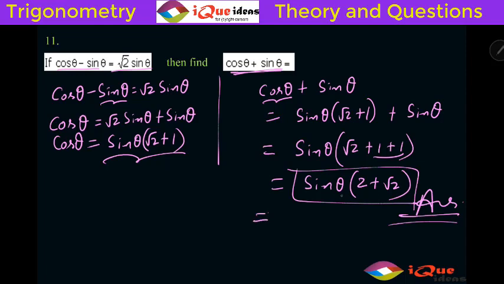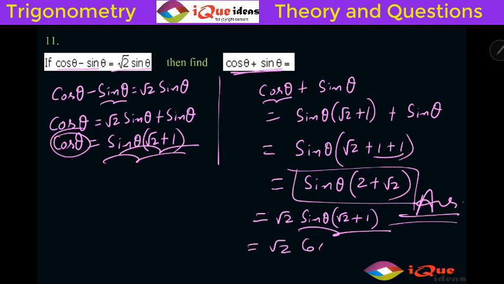You can do one more thing. You can take root 2 common. So root 2 into sin theta, and inside the bracket from 2 you have taken root 2, so root 2 will remain; from root 2 you have taken root 2, so 1 will come. Now sin theta into (root 2 plus 1) is eventually cos theta. So it is root 2 cos theta. So you can say either sin theta into (2 plus root 2) is the answer, or root 2 cos theta is the answer. This is how we can do this question. Obviously it will depend on the options also. Let's take up the next question now.